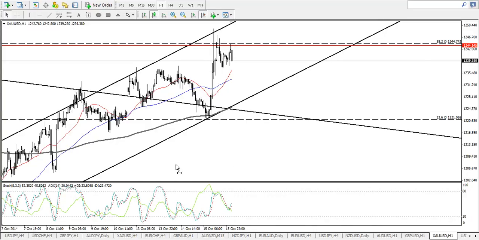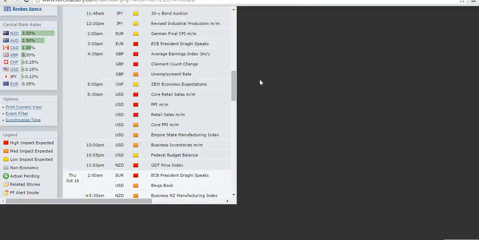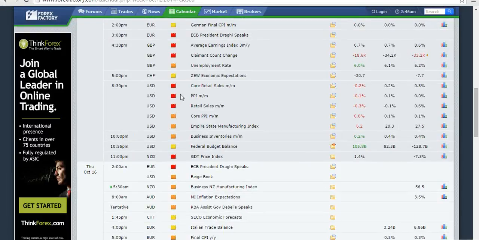But what was going on last night? Why is the price retracing or gaining so much, opposite to the major trend? It is because of the data last night at 8:30 p.m., where the core retail sales, the PPI, and the retail sales were all in the red zone, the negative zone, showing a slowdown in the US economy itself, which also means that the dollar is about to weaken further.